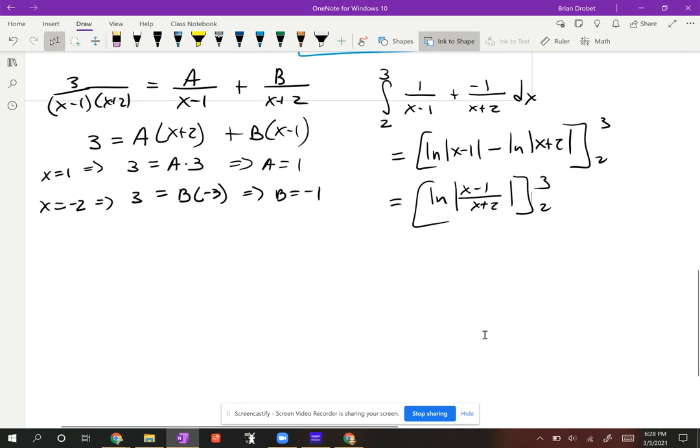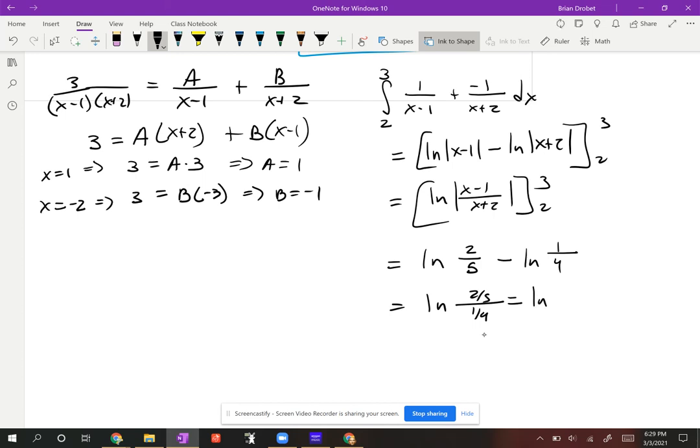And now let's finish this by substituting in the values. So when I plug in 3, I'm going to get ln of 2 over 5 minus ln of 1 over 4. So ln of 2/5 minus ln of 1/4. I could leave it like that, or I can combine them. This is the same as ln of 2/5 over 1/4, which is the same as the ln of 8/5.